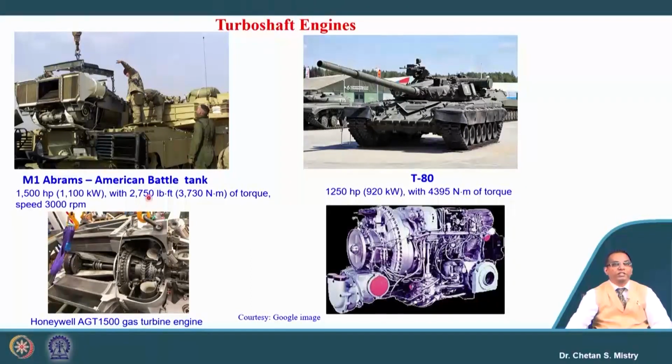Now, let us look at other applications. Here, if you look at, there is the T-80 tank, which was developed by the Russians long back, and it uses a gas turbine power plant. You can imagine the applications people thought of. This was developed during the 70s and 80s. Similarly, here it is the M1 Abrams, the American battle tank, which also has a gas turbine power plant. If we look carefully, this is representing the cut section.